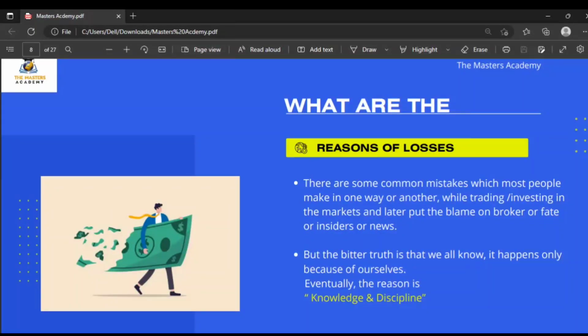The main things here are knowledge and discipline. The bitter truth is you have to maintain a certain kind of knowledge, and the discipline also has to be maintained while taking any trade, because one trade may run for 1 week or 1 day. The market fluctuation is more than anything, as it is one of the oldest markets, and so the fluctuation is also very high.